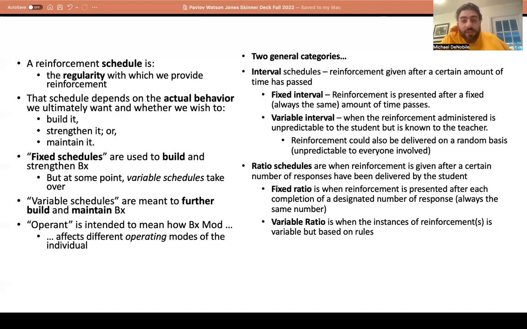A variable ratio is when the instances of reinforcement are variable but based on certain rules. So you can play with your Legos after you finish 5 to 10 questions, or you could play with your Legos after you answer all of your questions over 2 to 3 days of classwork. So there is a variable ratio, but it's based on certain rules.